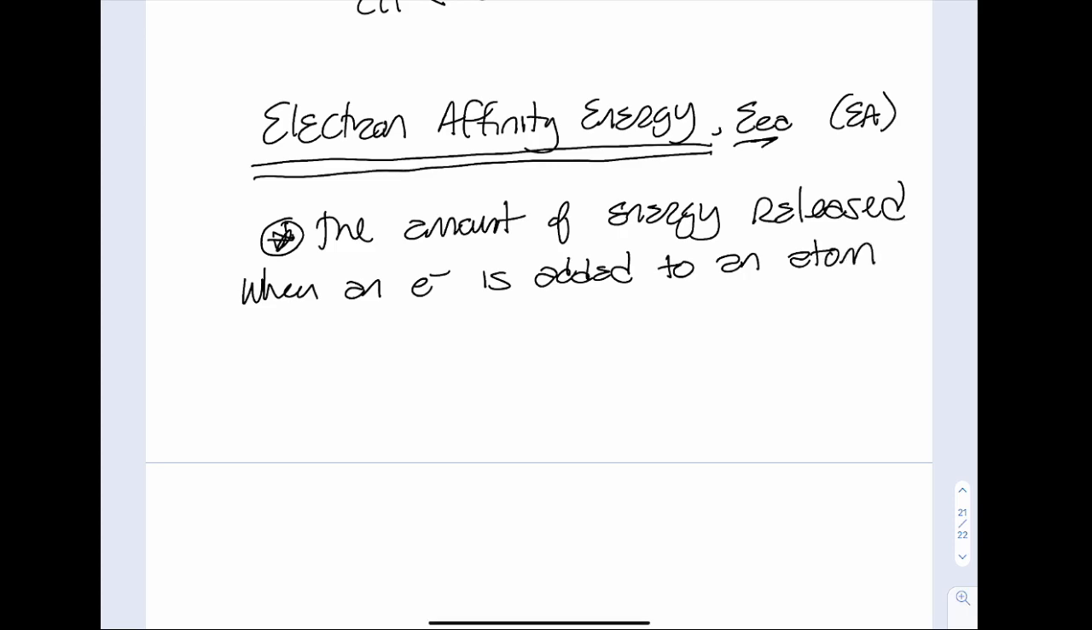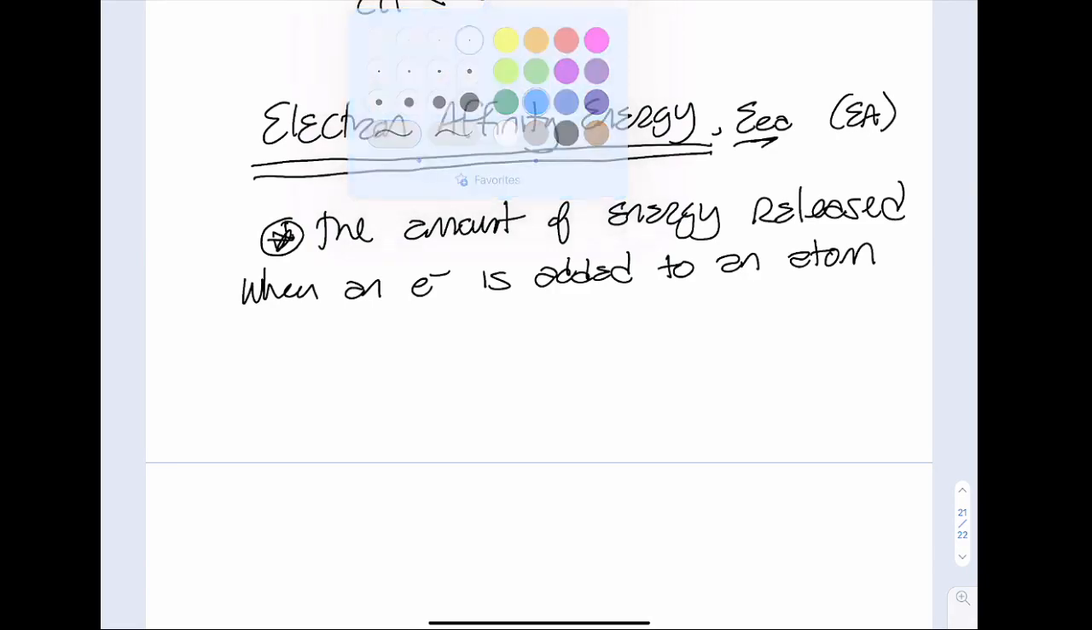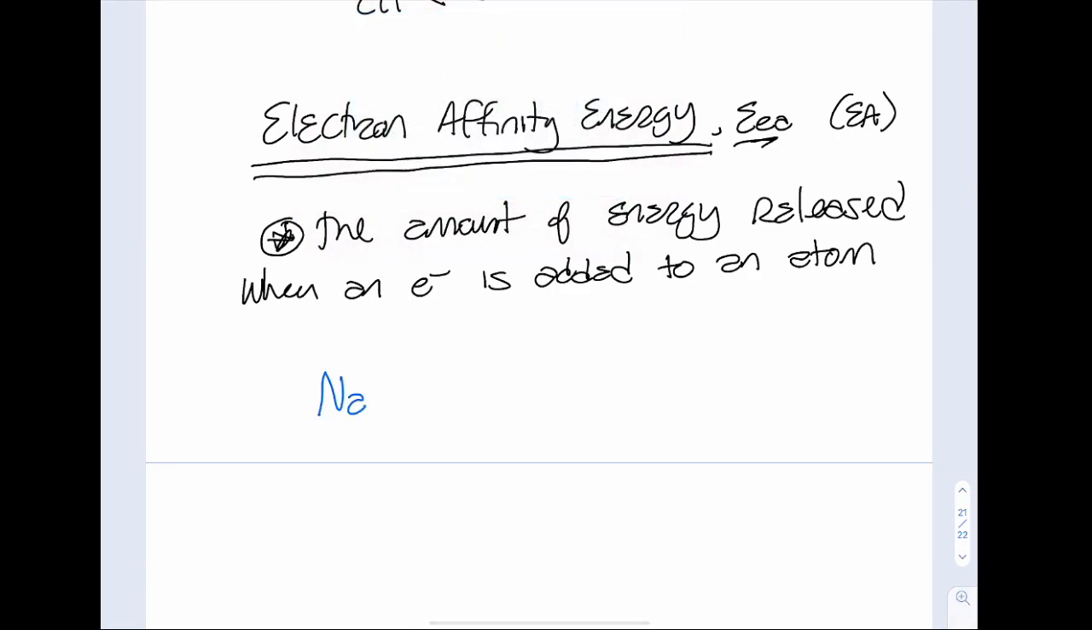So it's the complete opposite of ionization energy, right? With ionization energy, instead of releasing energy, you're putting energy into it. It takes effort. Instead of adding an electron, you're removing an electron. So if I was to write a reaction for electron affinity, I could take sodium. I'm adding an electron, and I'm going to end up with sodium with a negative charge because we added an electron to it. And then I'm going to release energy in that process.